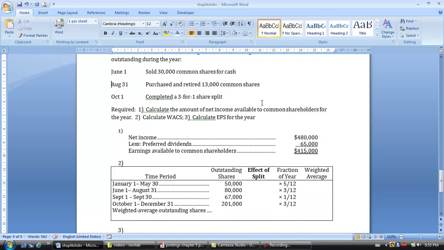So now, let me just go down here. All right, actually, first of all, I want you to calculate net income available to common shareholders.